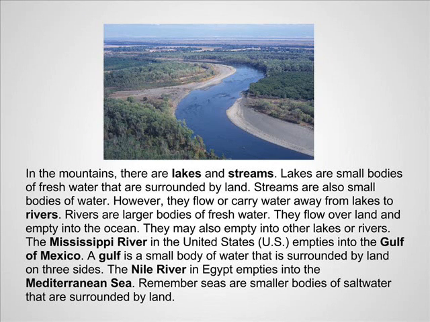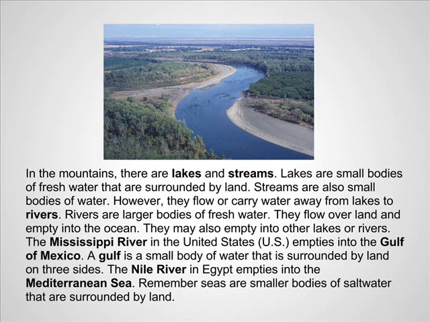In the mountains, there are lakes and streams. Lakes are small bodies of fresh water that are surrounded by land. Streams are also small bodies of water. However, they flow or carry water away from lakes to rivers. Rivers are larger bodies of fresh water. They flow over land and empty into the ocean. They may also empty into other lakes or rivers.